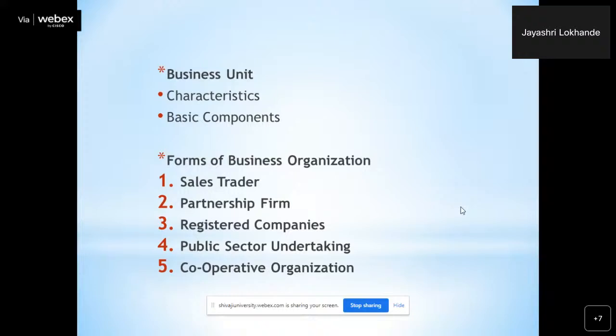Okay. Some of the features of a partnership firm are contract or agreement. Next is for profit business. Next is business operation. Then what is contract or agreement? The first and foremost requirement of a partnership firm is that there must be a contract or an agreement among the partners to start a partnership company.